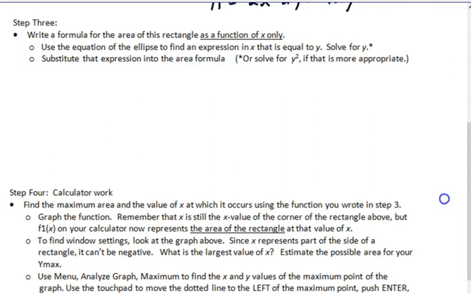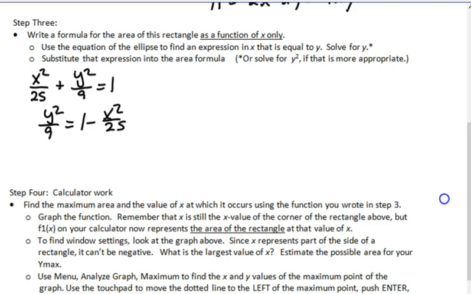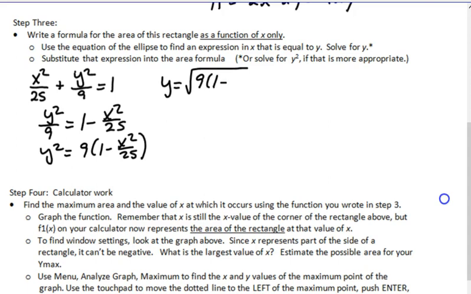So I am going to write my equation here. x squared over 25 plus y squared over 9 equals 1. Now solving this for y, I would have y squared over 9 equals 1 minus x squared over 25. Multiply both sides by 9, and then take the square root of both sides. So y is the square root of the quantity 9 times 1 minus x squared over 25.